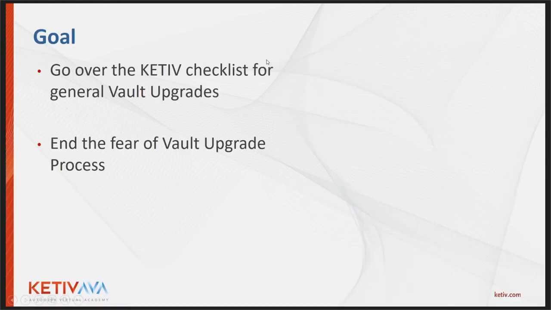So first off, the goal for today is to go over the KETIV checklist for general Vault upgrades. I spoke to one of my colleagues here, Jose, and Jose performs a lot of what we call Vault Care, which includes those yearly Vault upgrades. I asked, hey, Jose, do you have any documentation in regards to how you approach these things, a more formal way to do things, as opposed to myself, who just remembers things? He actually has a formal checklist. He passed that on to me, and I'm going to pass that on to you. Super valuable. It definitely helped me keep everything organized and ensure that I'm doing everything in the right order.